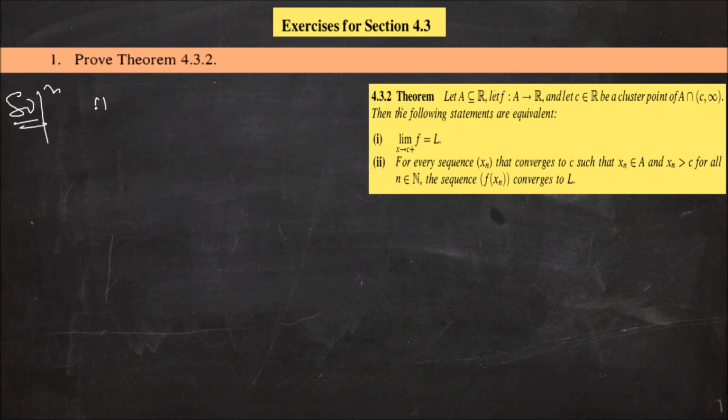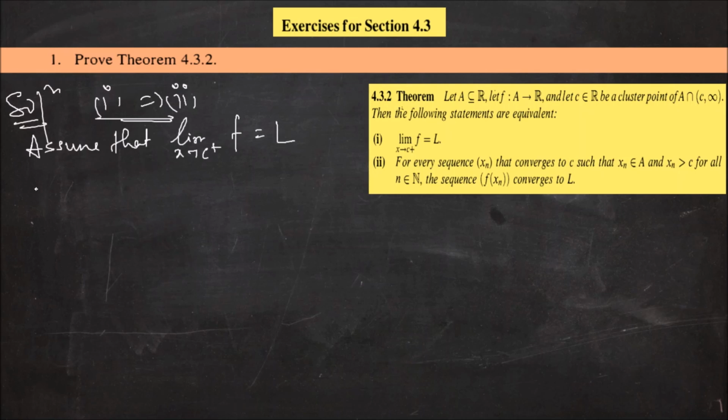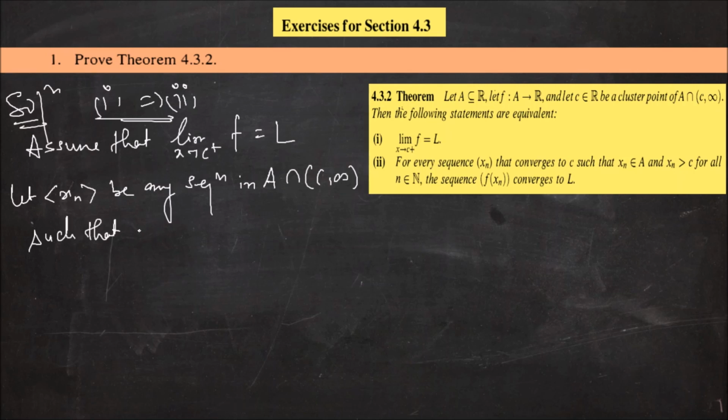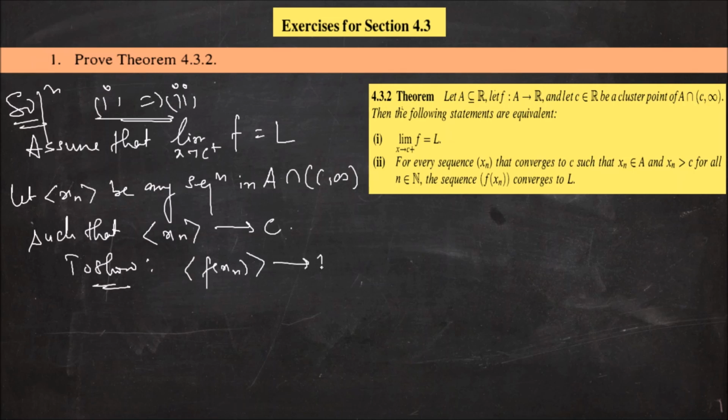So we will first prove 1 implies 2. For this we will assume that the limit as x tends to c positive of f is equal to L, and let xn be any sequence in A intersection (c, infinity) such that xn converges to c. So we have to show the corresponding sequence f(xn) converges to L. So this is what we have to show.